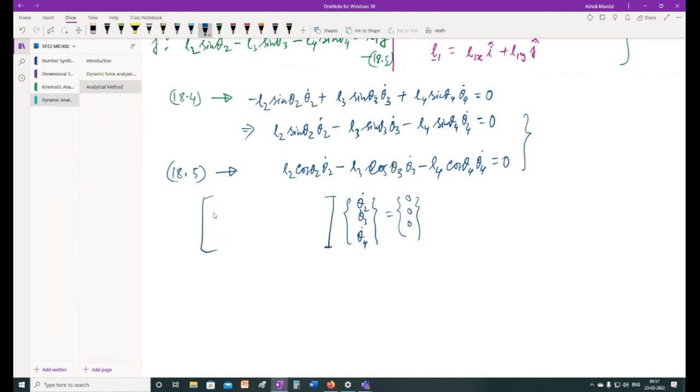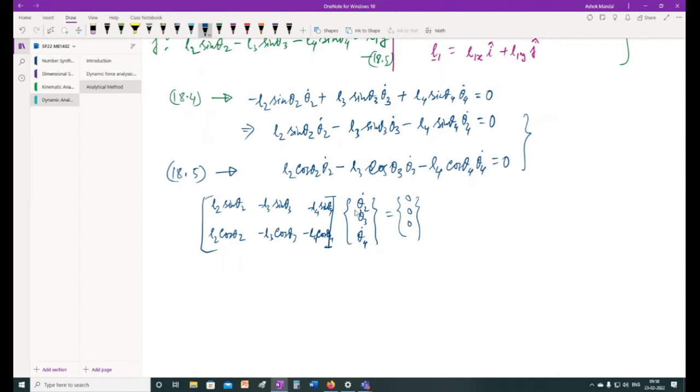What is the first element? L2 sin theta 2. Second element? Minus L3 sin theta 3. Third element? Minus L4 sin theta 4. In the next row, tell me: L2 cos theta 2, here minus L3 cos theta 3, then minus L4 cos theta 4.